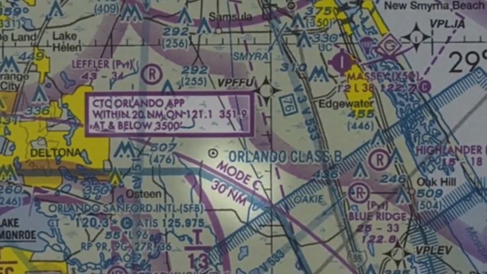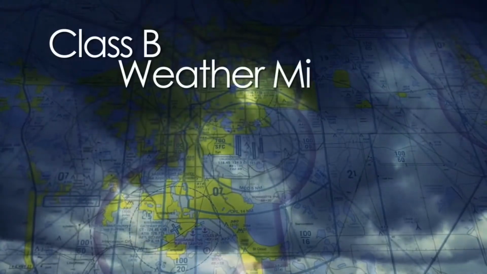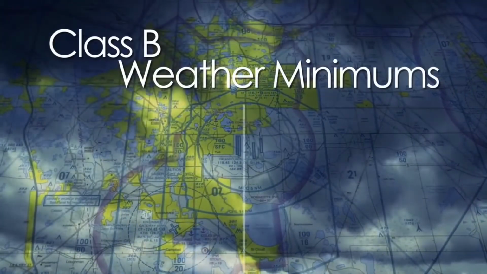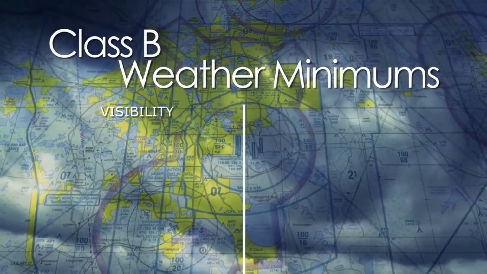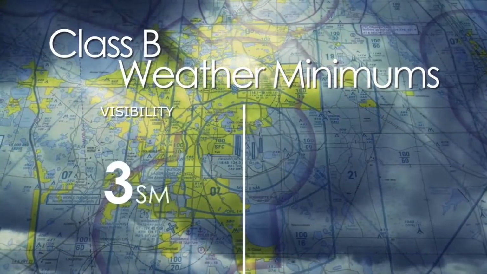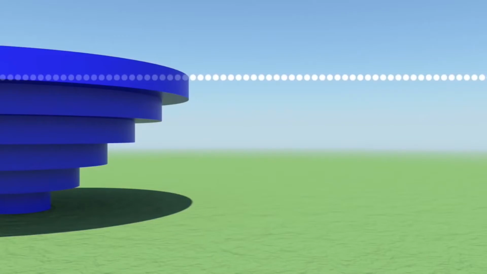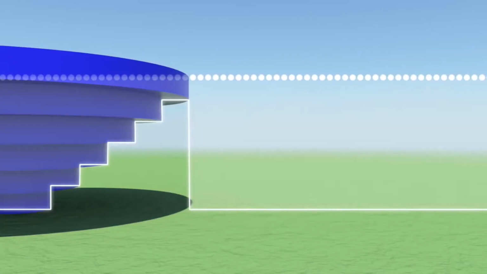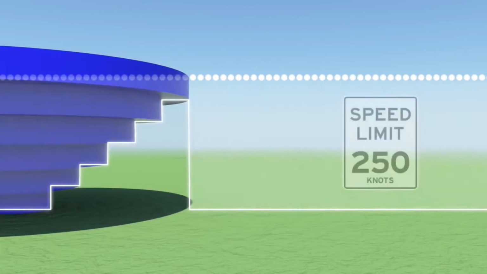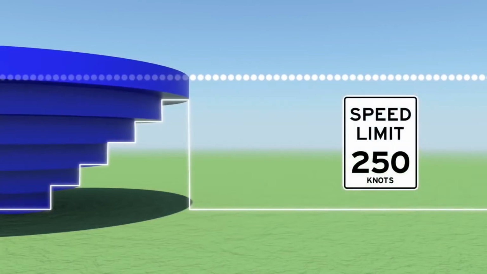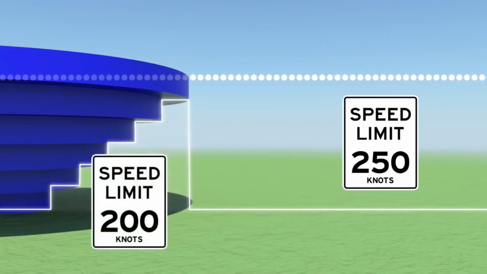The minimum weather requirements for Class B are as follows. The visibility must not be any less than 3 statute miles, and the pilot must remain clear of any clouds. Speed limitations in Class B airspace are twofold. When operating below 10,000 feet MSL, the speed limit is 250 knots. Whenever operating below Class B airspace, the speed limit is 200 knots.